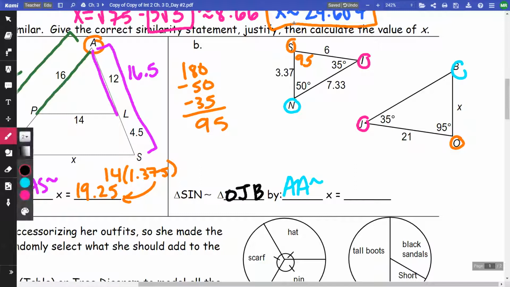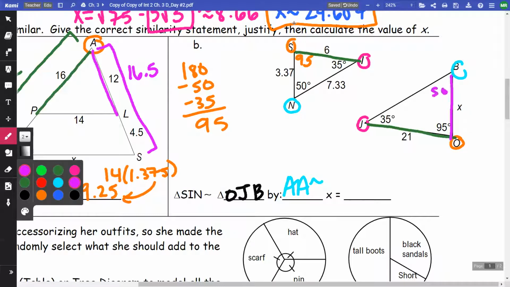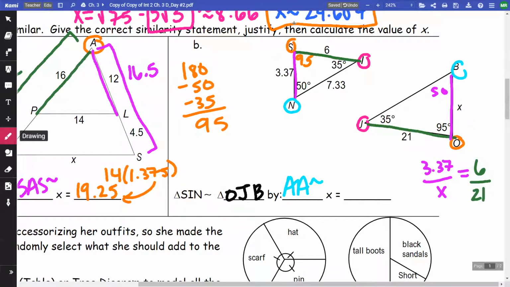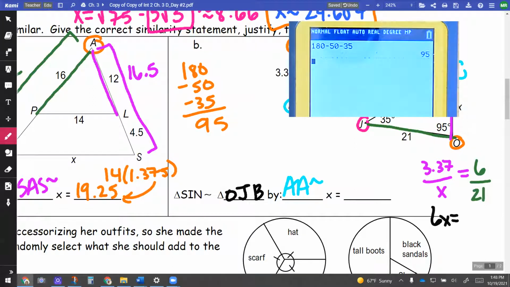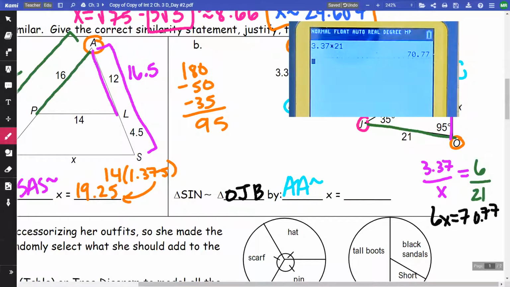And so I'm going to set up some proportions here. So let's see, the 21, which is between the 35 and the 95, is going to correspond with the 6. The X, which is between my 95 and my 50, is going to correspond with 3.37. So I'm going to have 3.37 over X is equal to, and the 3.37 corresponds with my 6 over 21. I'm going to cross multiply and solve. And so when I do that, I'm going to get 6x is equal to 3.37 times 21, which is 70.77. I'm going to divide by 6. And I get 11.795.